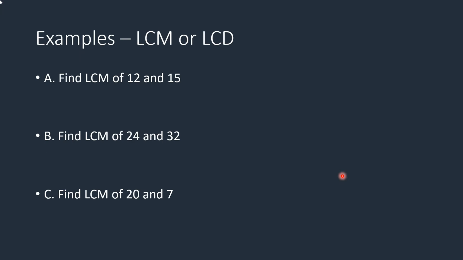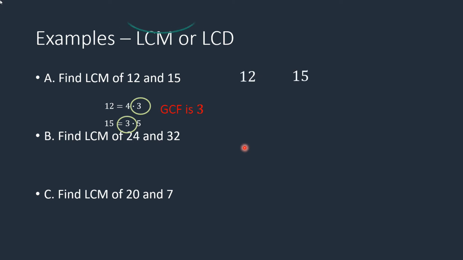All right, so let's find the LCM of 12 and 15. First, what we're going to do is a factorization of each of those. So 12 is 4 times 3, 15 is 3 times 5. They have a 3 in common, so that's their GCF. And what I like to do with these is to use the Venn diagram method.